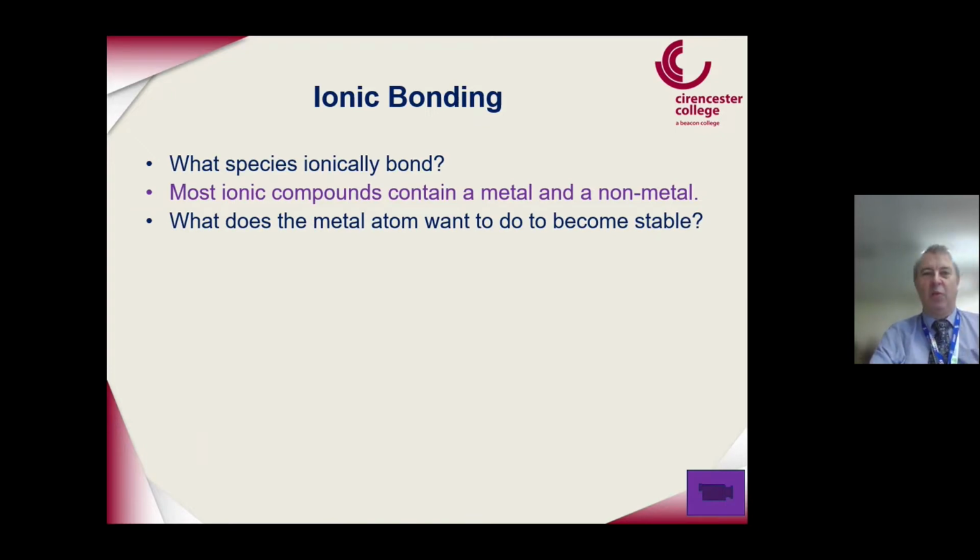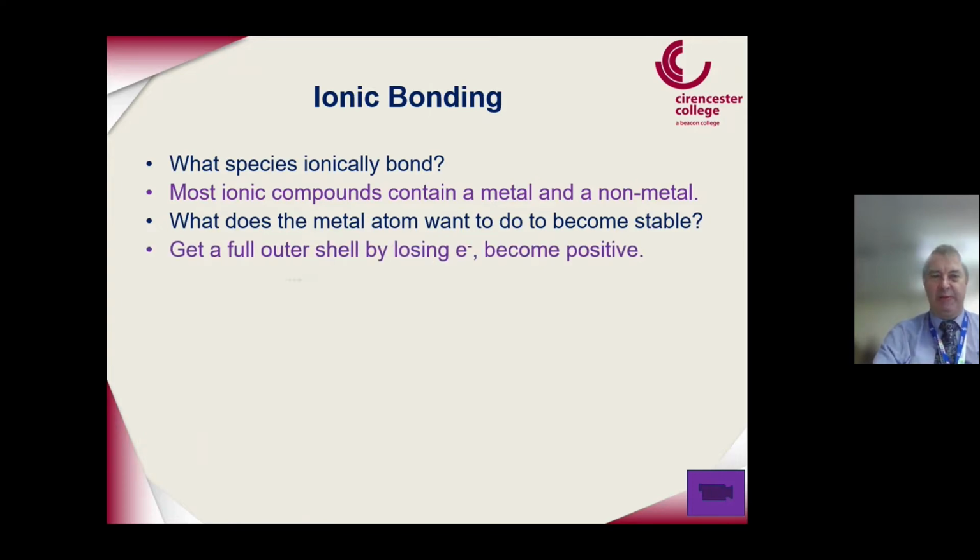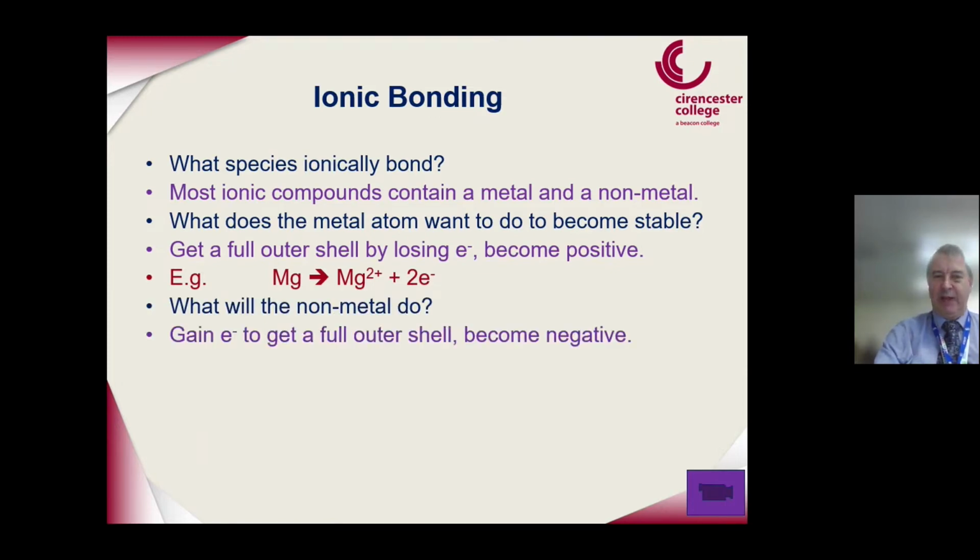Okay, so species that ionically bond: metal and non-metal. What does the metal want to do to become stable? Yes, it wants to lose electrons. It becomes positive, and for example, there's magnesium. It's group 2, so this is 2 electrons. A non-metal wants to gain electrons. It's closer to being full, so it's easier to gain electrons than to lose them, so it becomes negative. It's got more electrons than protons, so it's negative. For example, chlorine is only 1 electron away from having a full outer shell, so it gains 1 and becomes negative.